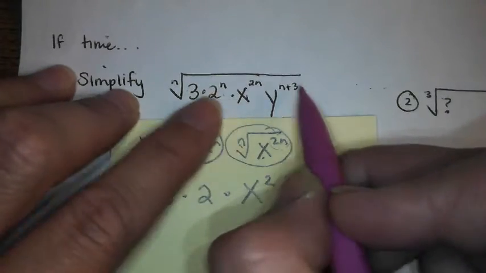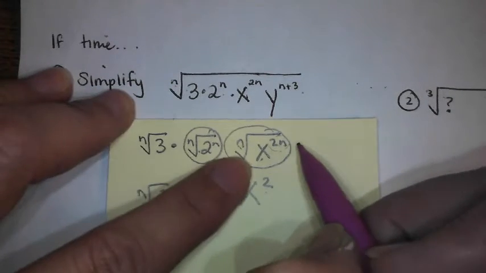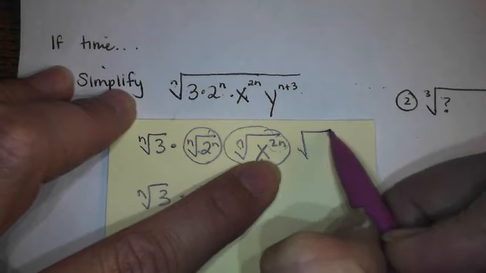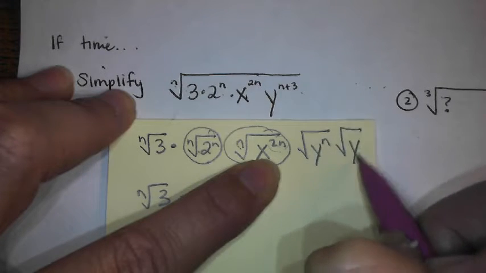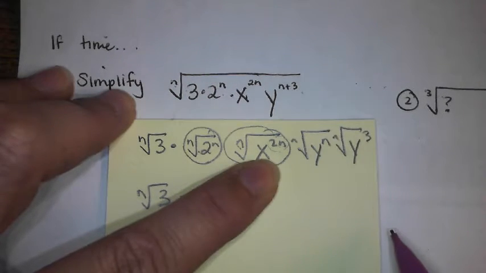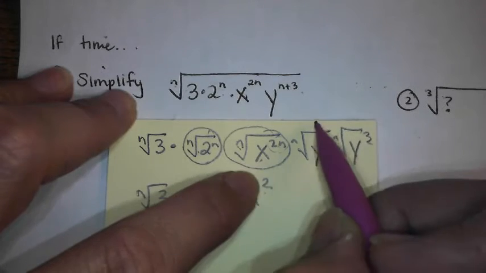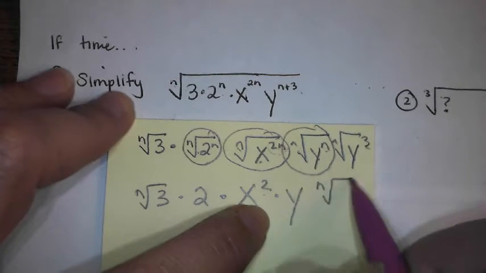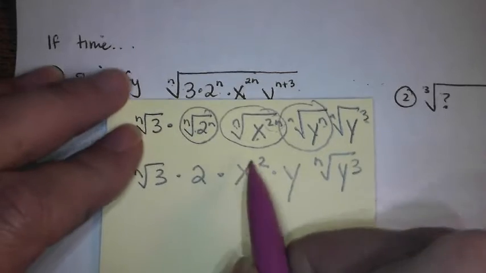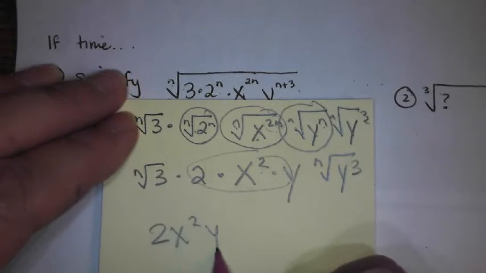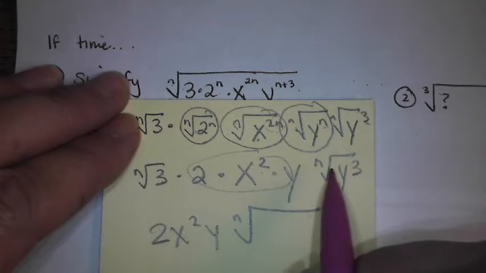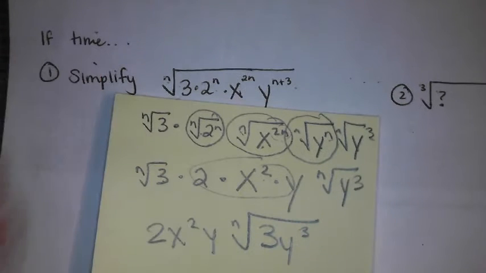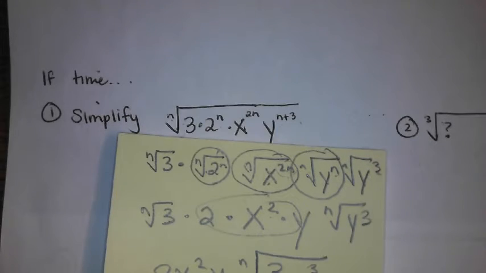And is n plus 3 divisible by n? Probably not. We don't really know because we don't know what n is, but we'd have to break that up into y to the nth times y to the third. Does that make sense? Because exponent rules say you would add those. So this one, what's the nth root of y to the nth? y, and then you'd be left with the nth root of y cubed. So your final answer would be these things out in front, 2x squared y, nth root of 3y cubed. Yes? Kind of makes you think at a totally different level.